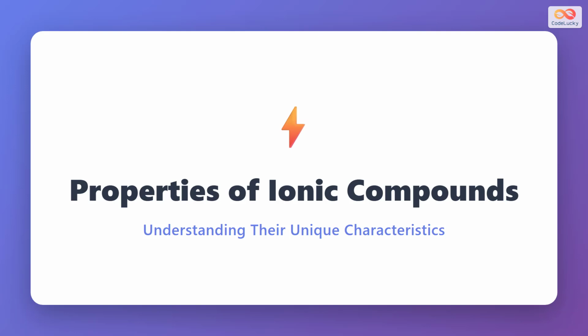Welcome to this lesson on the properties of ionic compounds. Ionic compounds are substances formed through chemical bonding between metals and nonmetals, and they exhibit several unique characteristics that make them distinct from other types of compounds. In this video, we'll explore their most important properties, including their high melting points, electrical conductivity, and other key features that arise from their unique structure.